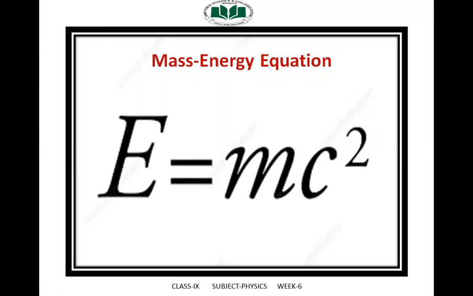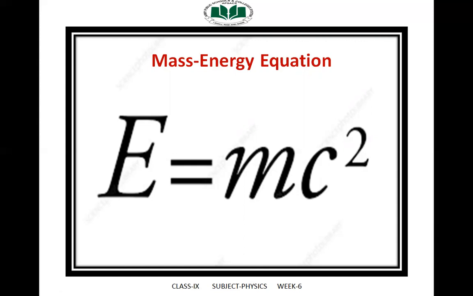E is equal to mc squared. Einstein predicted the interconversion of matter and energy. Einstein says that matter converts into energy and energy converts into matter. According to him, a loss in the mass of a body provides a lot of energy. This happens in nuclear reactions.